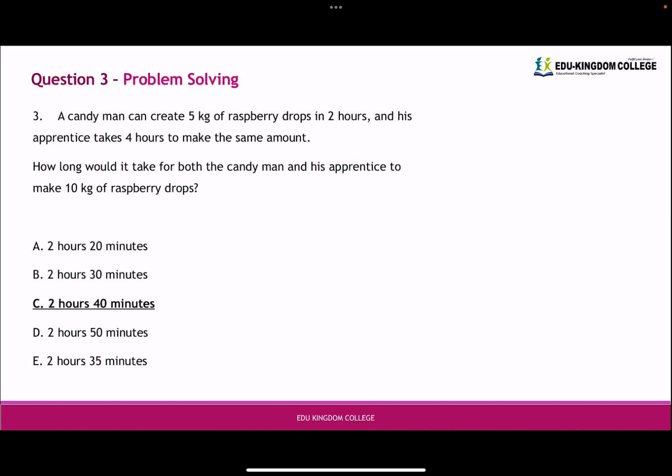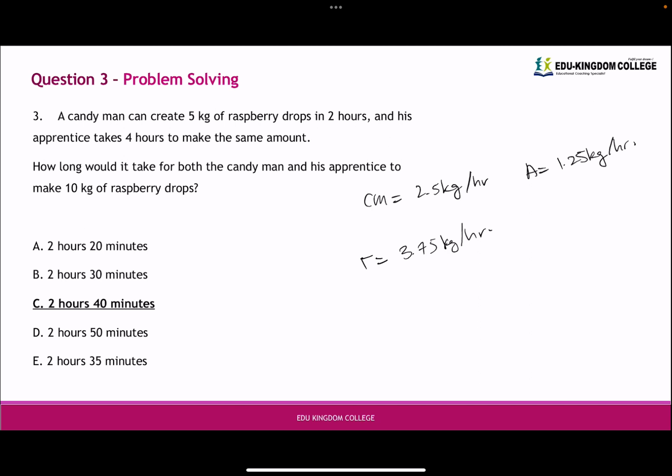Now, Candyman can create 5 kilograms of raspberry drops in 2 hours. So let's call Candyman CM, which equals 5 kilograms per 2 hours, so 2.5 kilograms per hour. And the apprentice takes double the amount of time to make the same amount. So in 1 hour, the apprentice can only make 1.25 kilograms. Together in 1 hour they make 3.75 kilograms per hour.